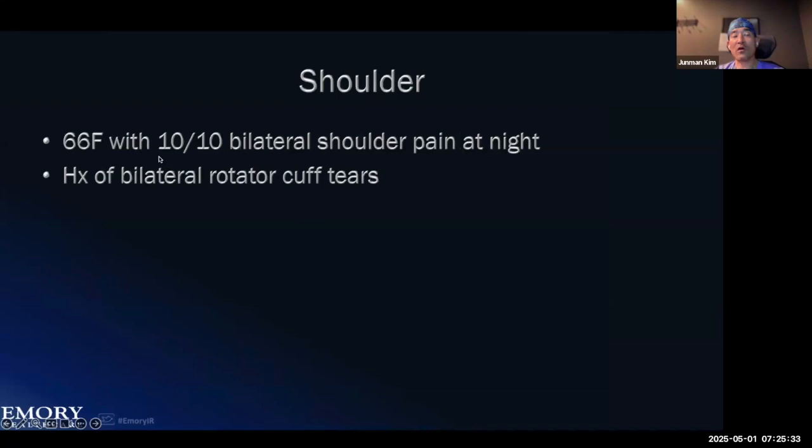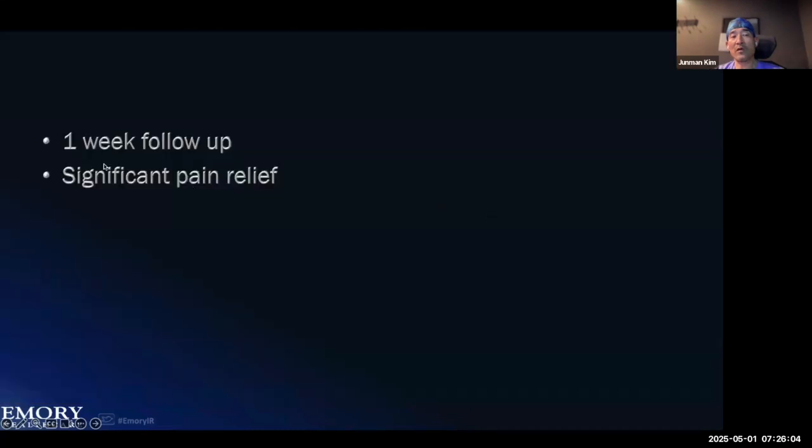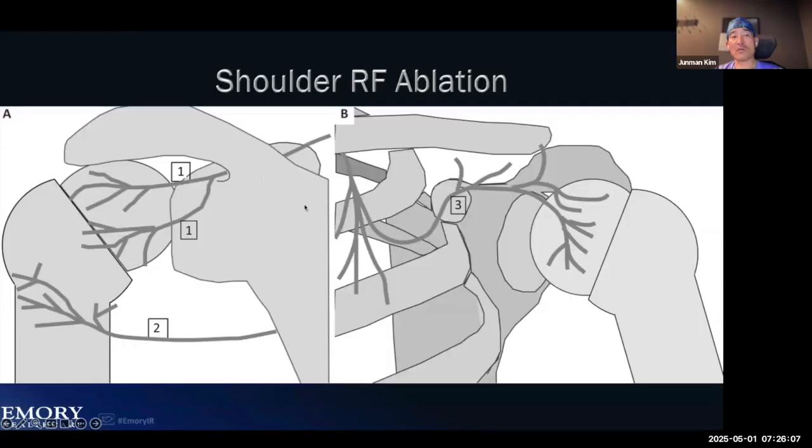Shoulder: 66 female, 10 out of 10 pain in the shoulders at night. History of bilateral rotator cuff tears. Patient was referred for nerve block ablation. So we target multiple nerves for shoulders from posterior and anterior. From posterior, we target the suprascapular nerve and axillary nerve, and from anterior, the lateral thoracic nerve. I'll show you the diagram. Patient had a 1 week follow-up, significant pain relief.